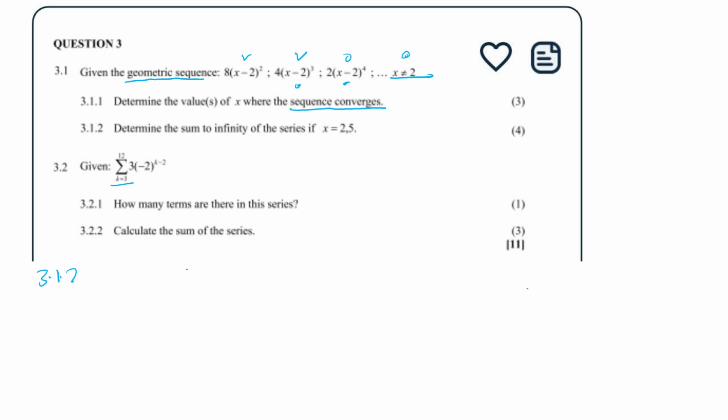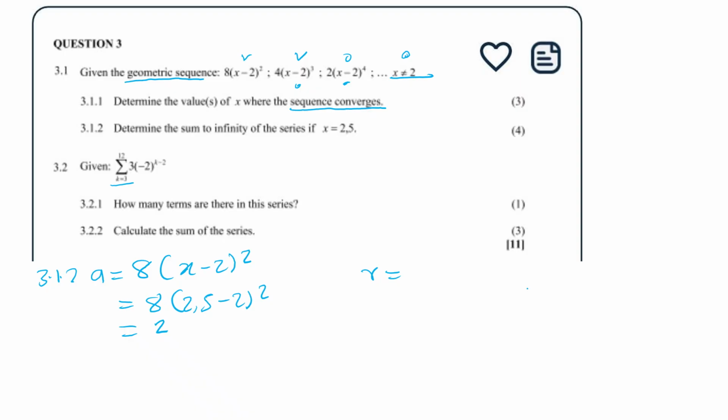3.1.2, they're saying determine the sum to infinity if x is equal to 2.5. Therefore now a is equal to 8 times x minus 2 squared. Therefore now we substitute x as 2.5 minus 2 squared. Therefore now our a is equal to, if you punch this on a calculator, you're gonna have your a as 2.